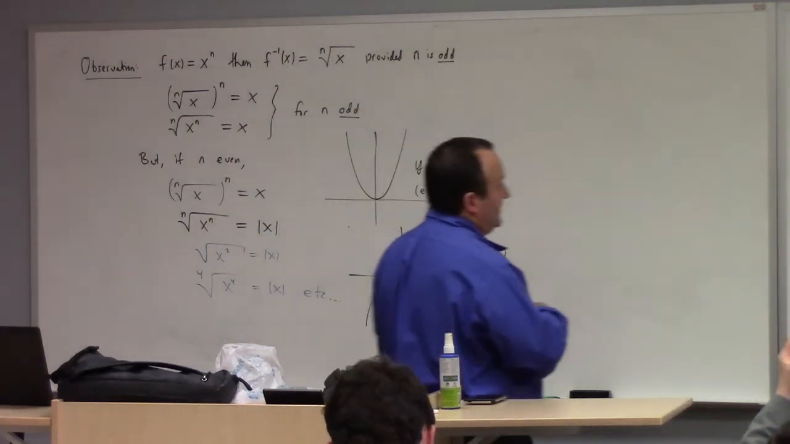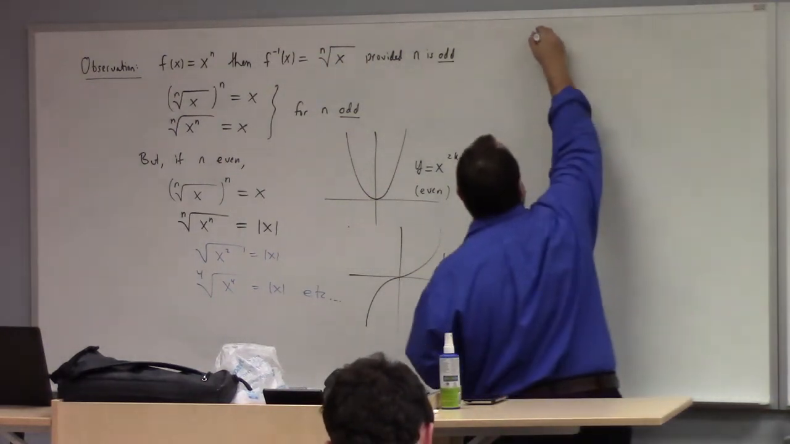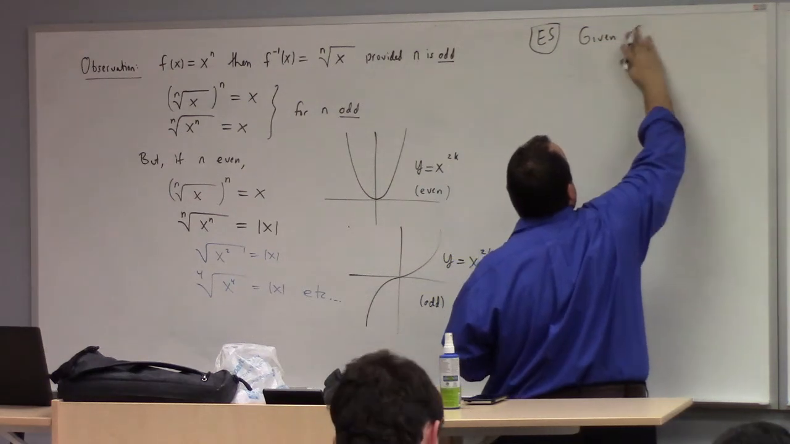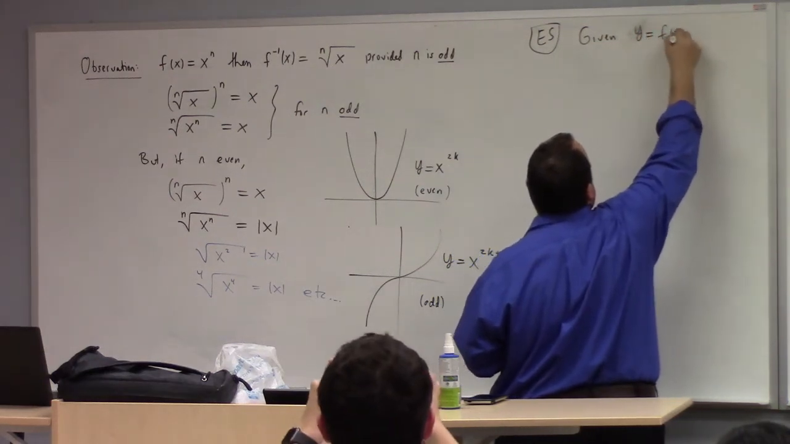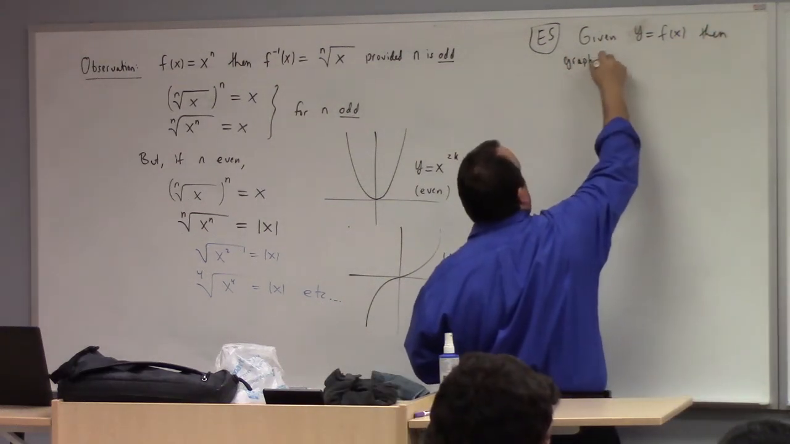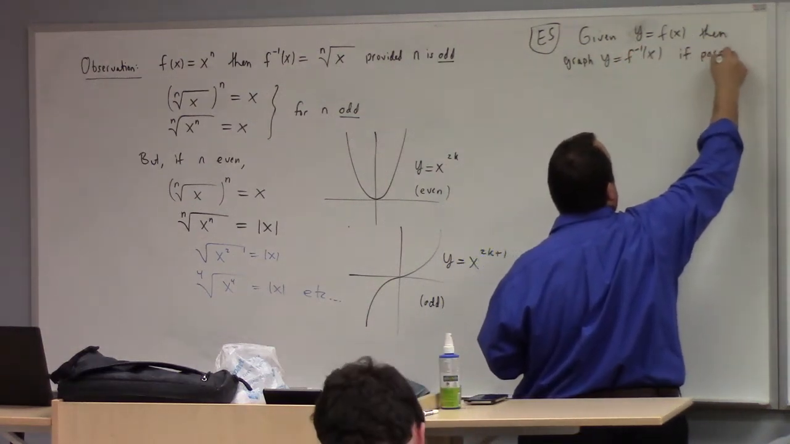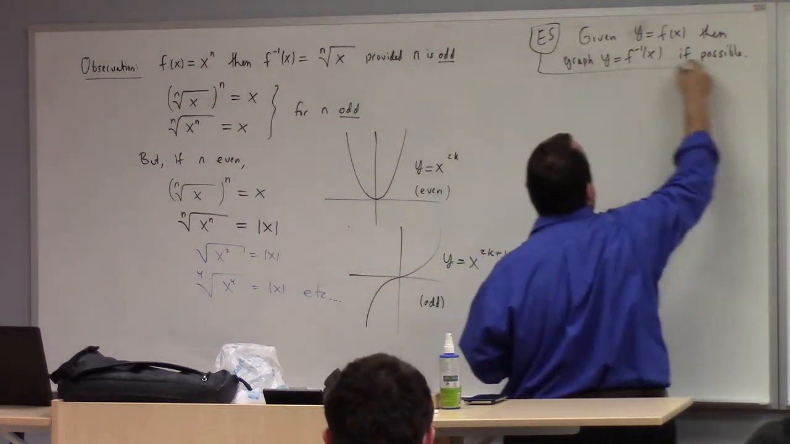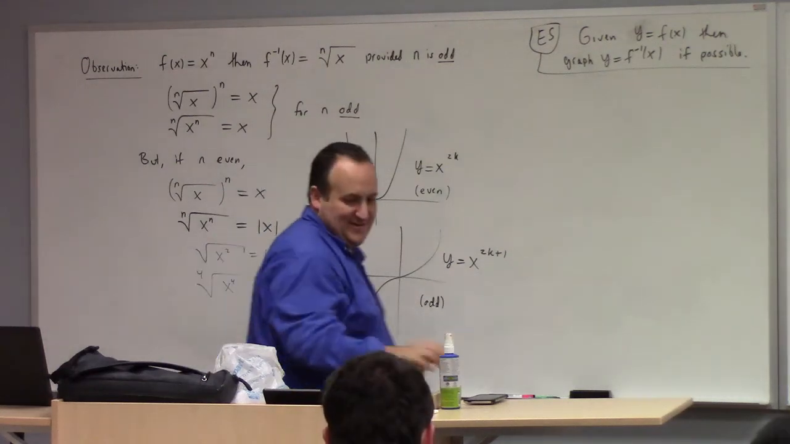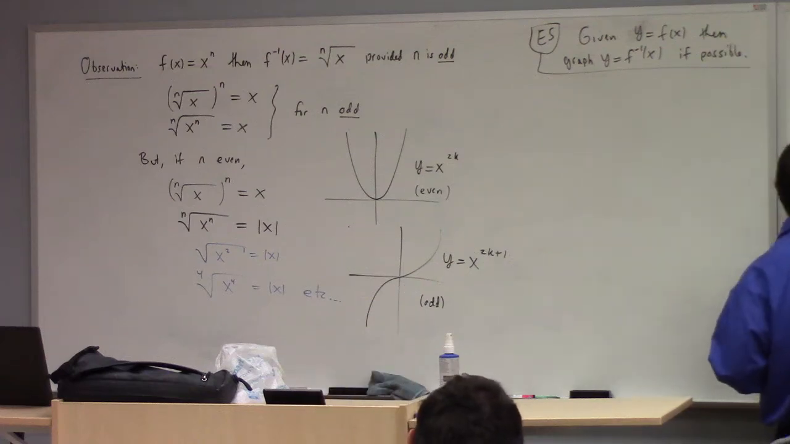All right, let's get back to my examples of the graphical stuff. Example 5. You're given y equals f of x, then graph y equals f inverse of x if possible. What's that? That means no? Here, I'll give you two choices. That way it's 50-50, yeah?